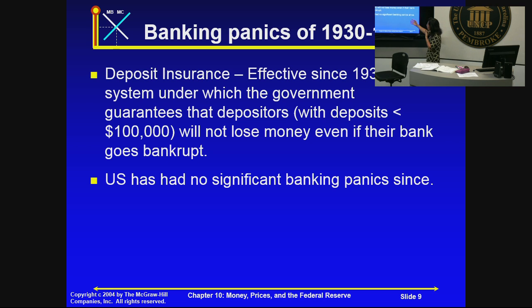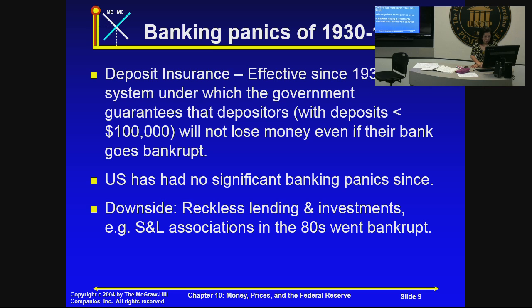And if you look at history, the U.S. has not had a significant banking panic since, except in the 80s. Some of you may have heard about the S&L crisis. They're not around anymore, or maybe they're still around but a very small part. S&L stands for Savings and Loan Association. There were a lot of banks in the 80s that named themselves Savings and Loans, and that category had problems.